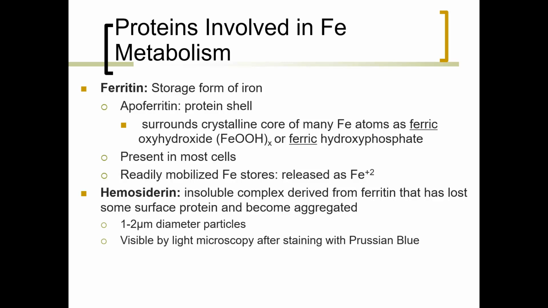So, proteins involved in iron metabolism. Ferritin is the storage form of iron. Apoferritin is a protein shell. It surrounds a crystalline core of many iron atoms, such as ferric oxyhydroxide or ferric hydroxyphosphate. It's present in most cells and readily metabolized. Iron stores are released as Fe2+.